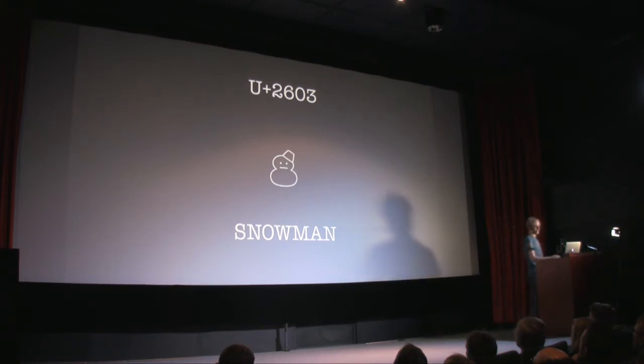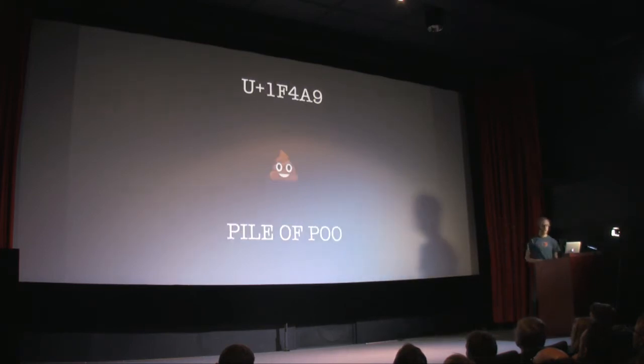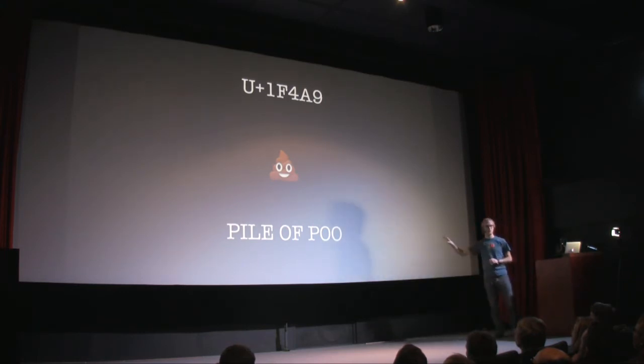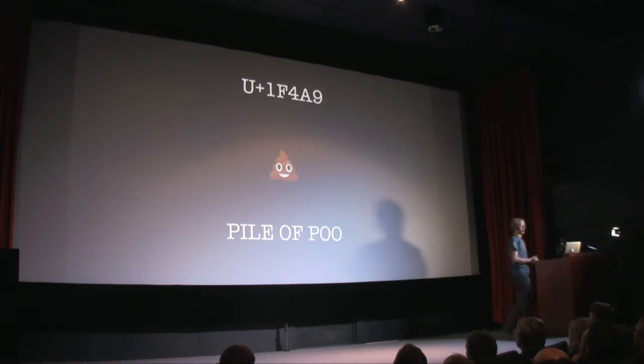And then there's everyone's favorite Unicode character, the pile of poo. Yes, that is the actual canonical name for the symbol in the Unicode standard. I would have loved to be there at the committee meeting when this was decided. But anyway, as you can see, the code point for this symbol is 1F4A9, which is 5 hexadecimal digits.